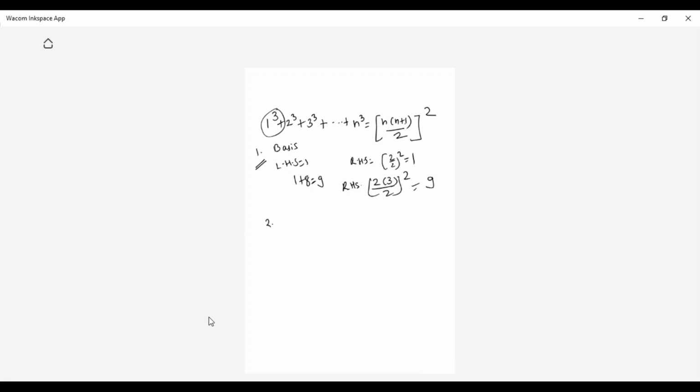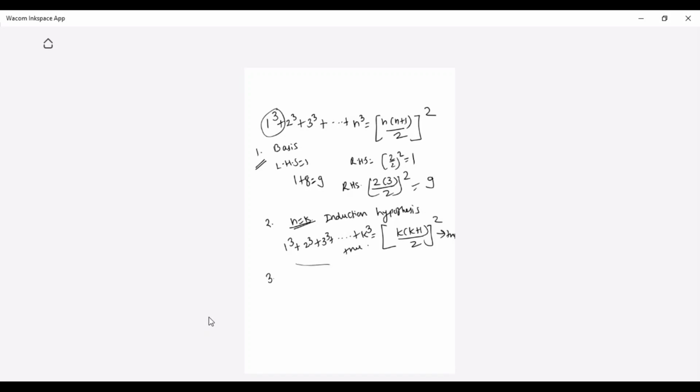The second step is we have to put n is equal to k, and we are saying it is true in the induction hypothesis. We are not going to prove it. n is equal to k, we are going to say it is true, right? So 1 cube plus 2 cube plus 3 cube plus ... plus k cube is equal to (k(k+1)/2) whole square. That we are saying as true. This is a very important equation.